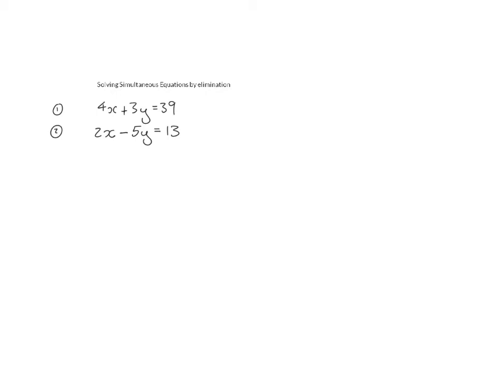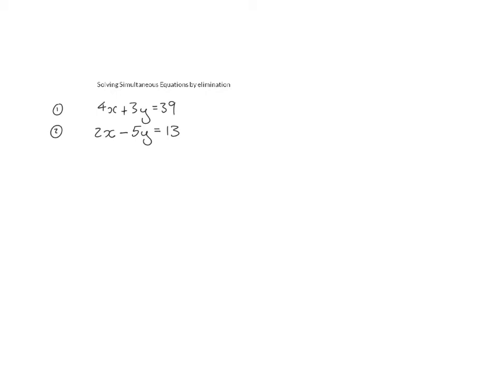Angus? You could find the thing they both go into. Yep, so what are you going to do? You could times the 4 and the 2 together to make 8. They both go into 8. So you could do the top one by 2 and the bottom one by 4. That would give them both 8x. Yep, absolutely brilliant.